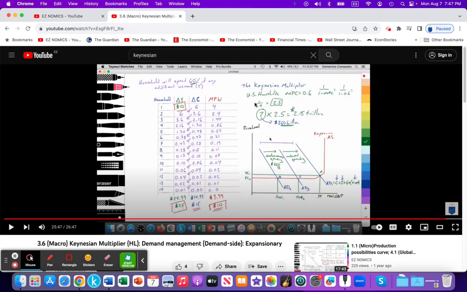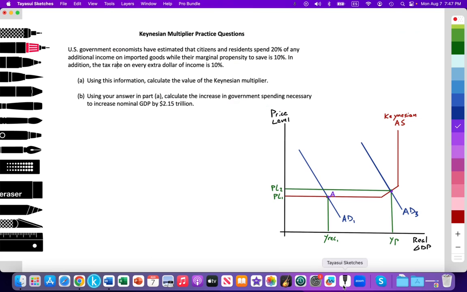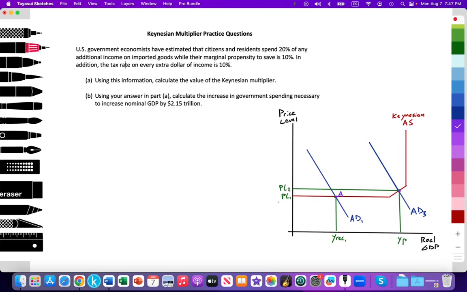Assuming that you have some background knowledge on the Keynesian multiplier, you can go ahead and practice this question, which is going to be the focus of this video. So here we have a paper 3 type of question. Again, it's a Keynesian multiplier practice question. It says the US government's economists have estimated that citizens and residents spend 20% of any additional income.